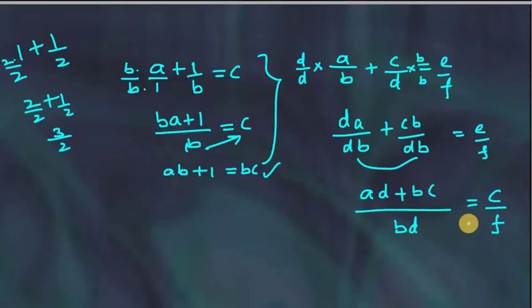For further simplification, we will go for cross multiplication: f with this whole binomial, and bd with e. So this is as simple as that; we will multiply and simplify further. The same concepts which I told first and second, we will use in this problem. So we'll go back.